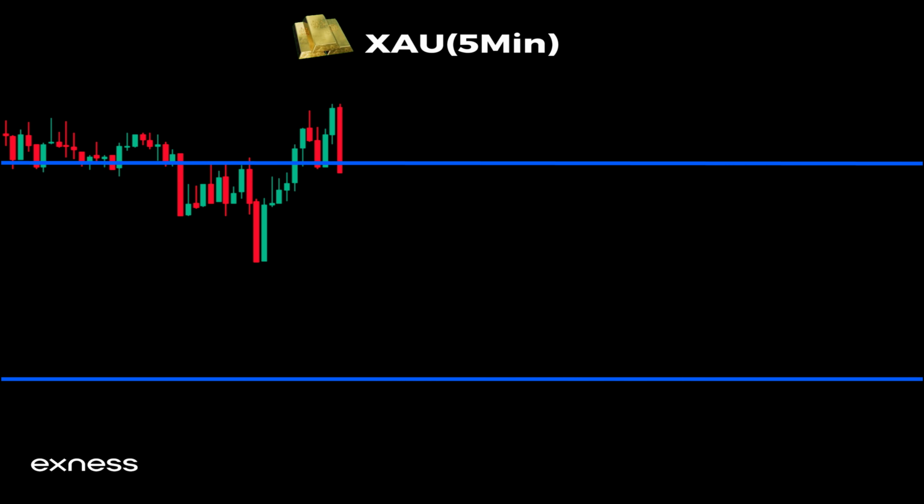Now here's the part where most people mess up. They see the break and they jump in immediately. Don't do that. We don't care about the break on its own. What we need to see is the candle actually close outside the range. The wicks don't count, and then we need price to come back inside. That's the setup. And right here you can see the candle closes back above the range low. That's our signal to go long.